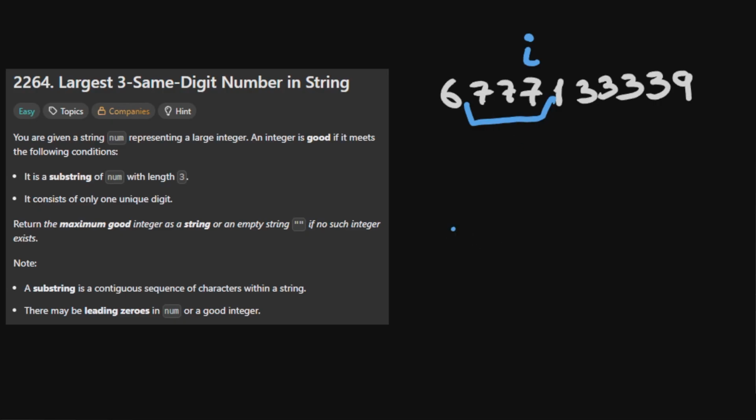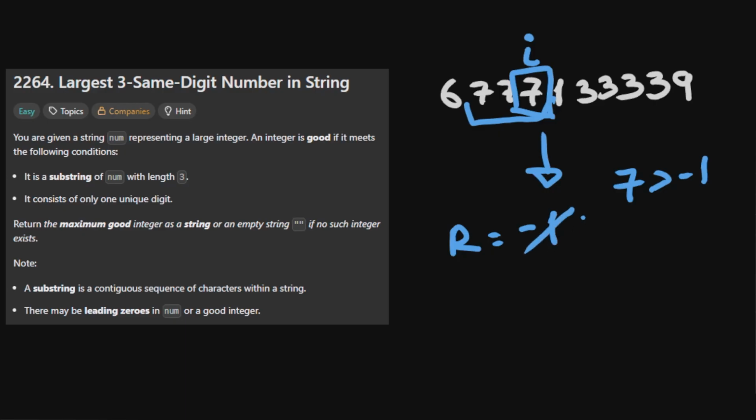So we will have a variable, we will call this result. And this is initially -1. And whenever we find a valid substring, we check if the unique digit in this substring is greater than the current digit in our result. In this case, 7 is greater than -1, so we replace -1 with 7.